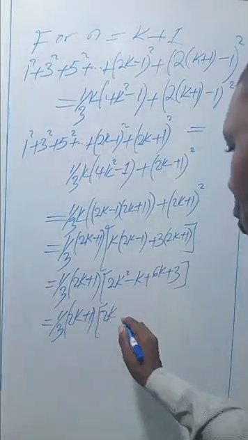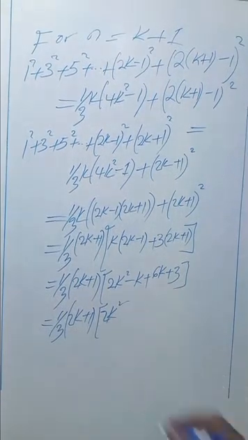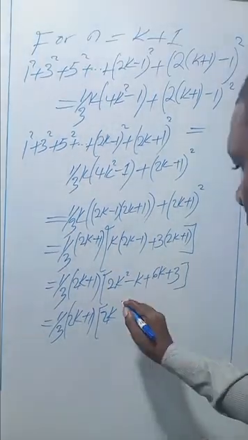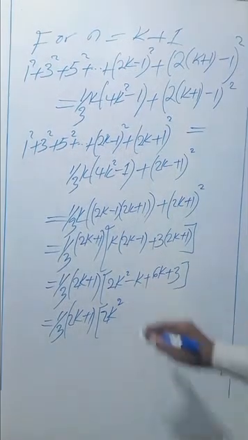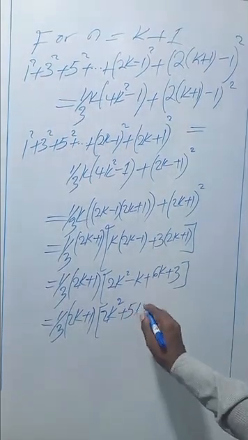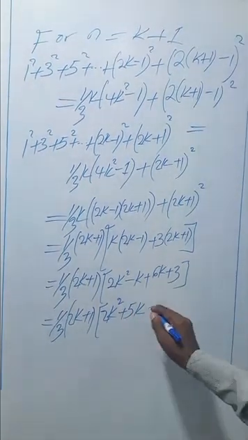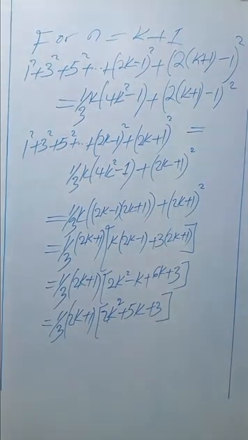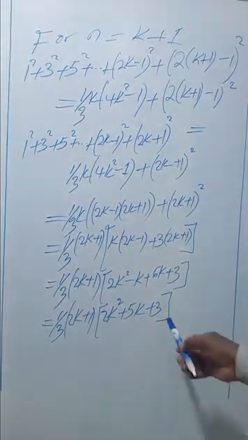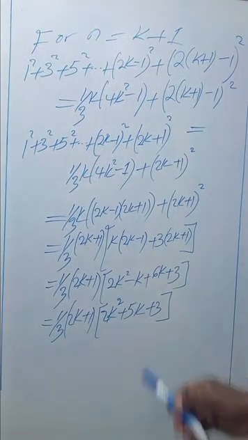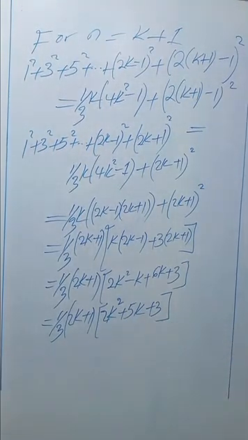This is 2k squared, and plus 5k. Do we have a constant? Yes, that is 3. So inside here we have the product of two numbers, which is 6, and the sum to give us 5. So that is 2 and 5.